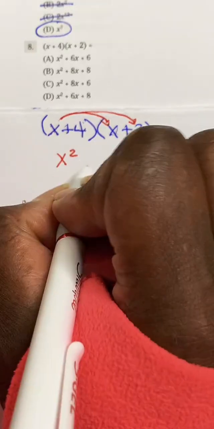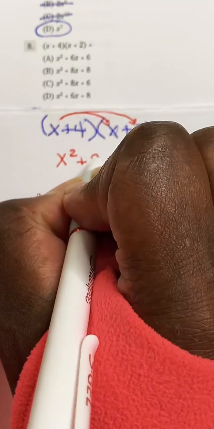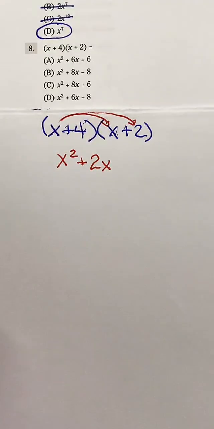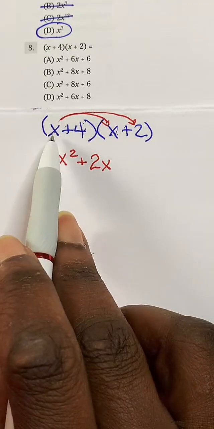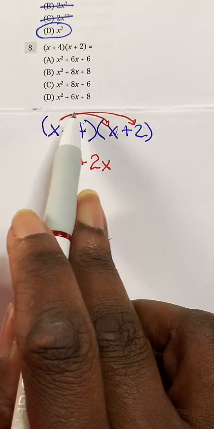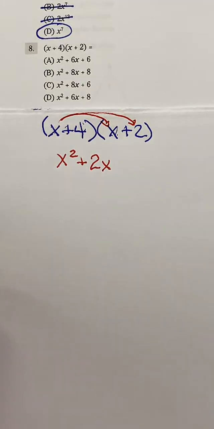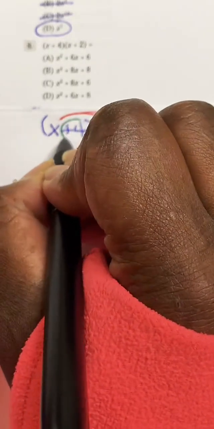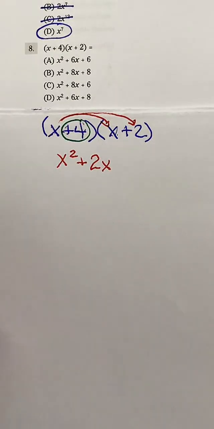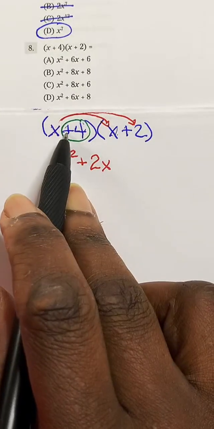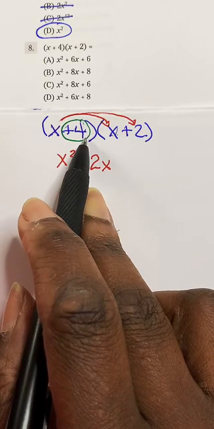Since it's a positive 2, I'm going to put plus 2x. Okay? That's all you're doing. Taking the first term and you distribute it to everything in the second parenthesis. So now we're going to take the second term. And the second term is a positive 4. Okay? I always include the sign with the second term.